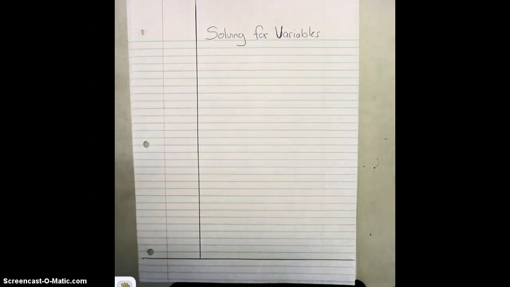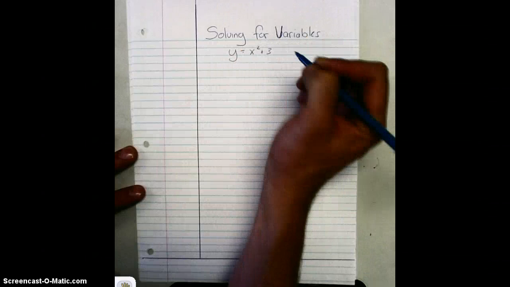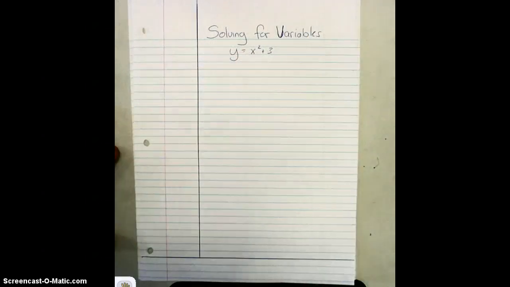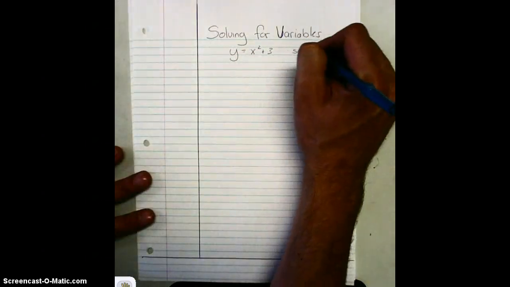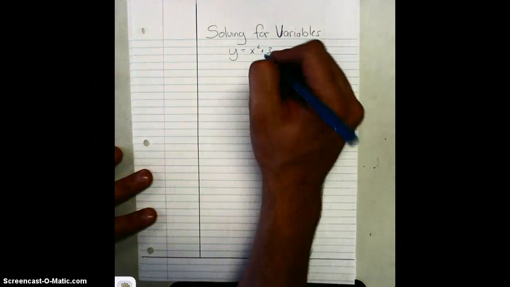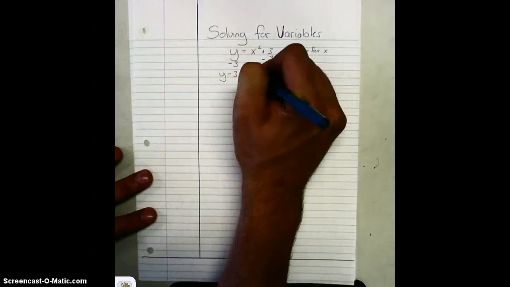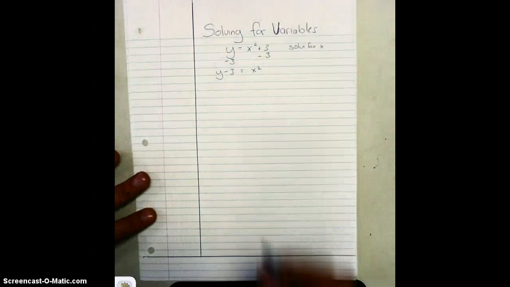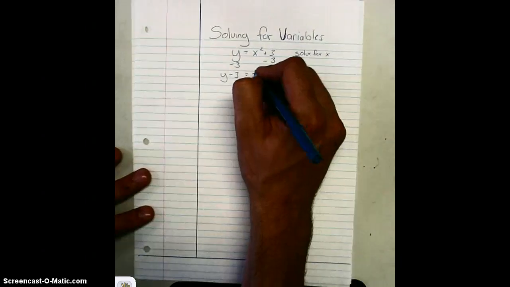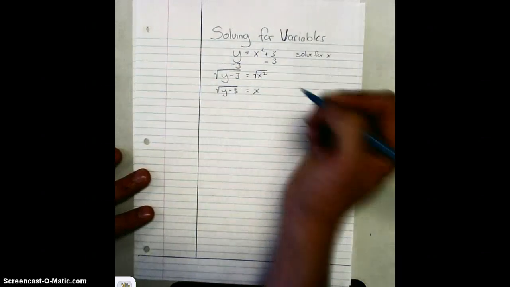So what we're going to do here is solve for variables. What does that mean? Well, let's contrast that with a basic algebra equation. y equals x squared plus 3, and the question says solve for x. Many of you already know that you need to subtract 3 from both sides. So we get y minus 3 equals x squared. To fully solve for x, we square root both sides. So our final answer is the square root of y minus 3 equals x.